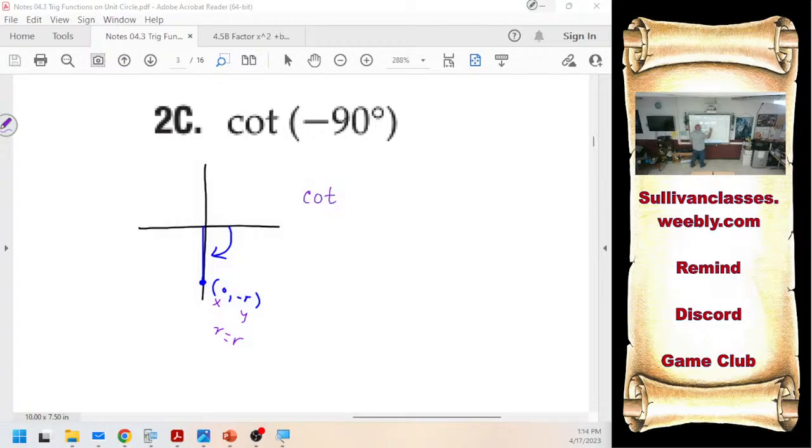So cotangent of an angle is now x over y. That is what? The coordinate 0, negative r.